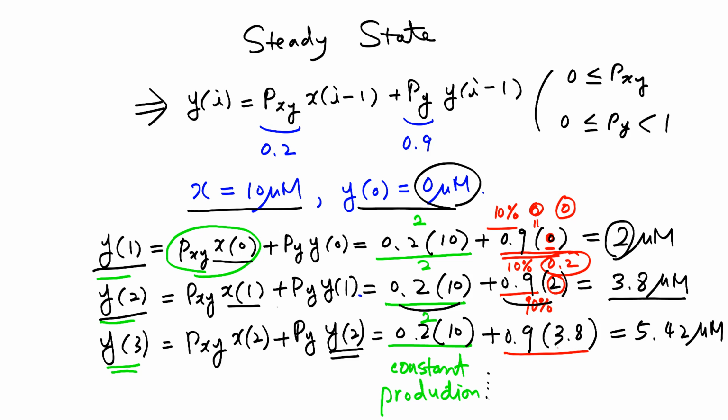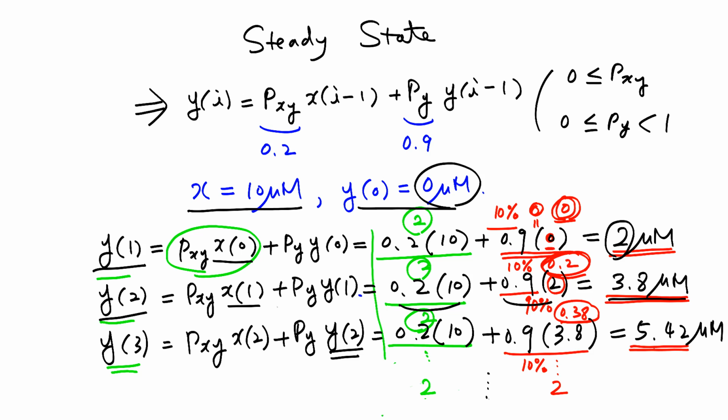How about here? You have 3.8, and what's 10% of that? That is 0.38. So 0.38 micromolar is degraded. So what is happening? Production is always constant. We have 2, 2, 2, but degradation is different. The amount that is degraded will continue to increase until that value reaches 2. As the concentration increases, the amount of protein that is degraded also increases. So when the amount of protein that is produced and the amount of protein that is degraded become the same, we reach a steady state.